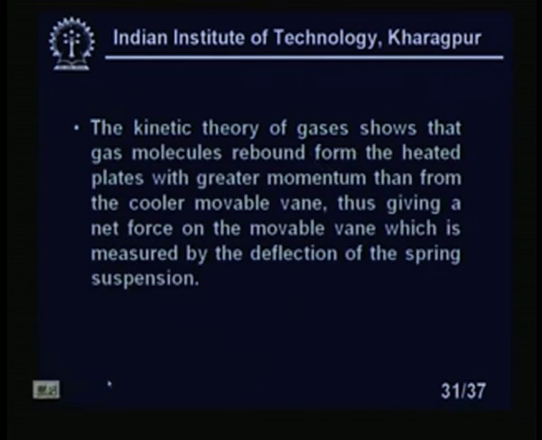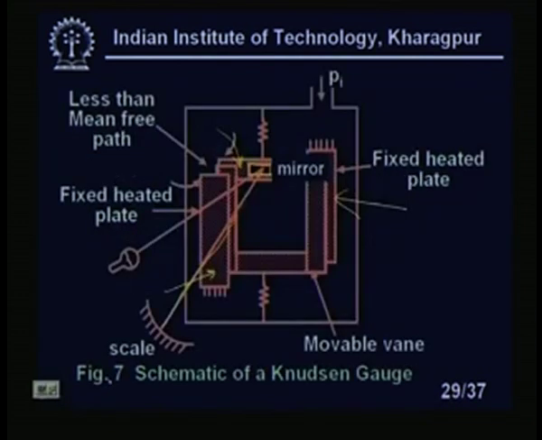What is that actually? You see, there are gas molecules inside, everywhere. So, this is a fixed heated plate with the coil we are heating, and the gas molecules rebound from it. We are assuming that the gas molecules rebounding from this heated plate have greater momentum than those reflected from the movable plate, which is colder. So, a moment or couple will act on this movable plate and it will rotate. The light falls on the mirror, the mirror will also rotate, and the light spot will move on this scale. This is the basic principle.